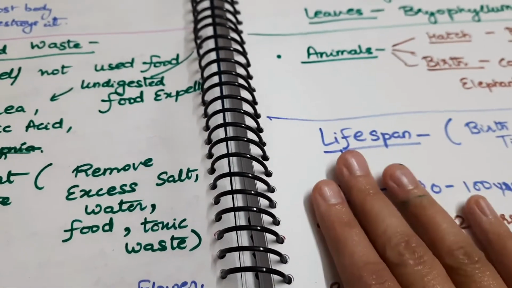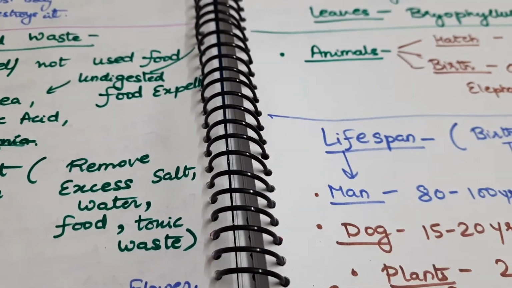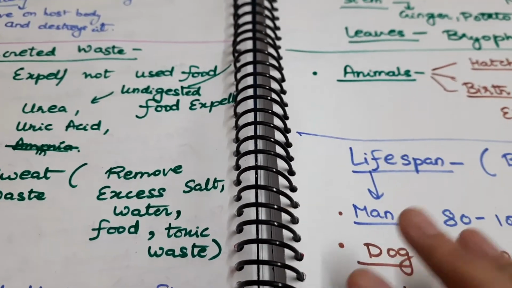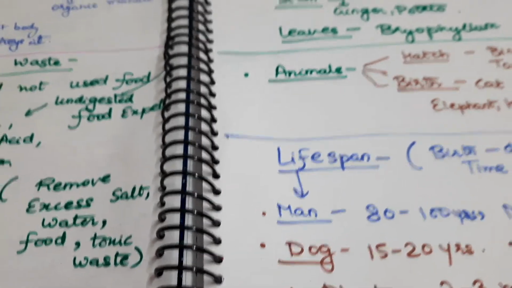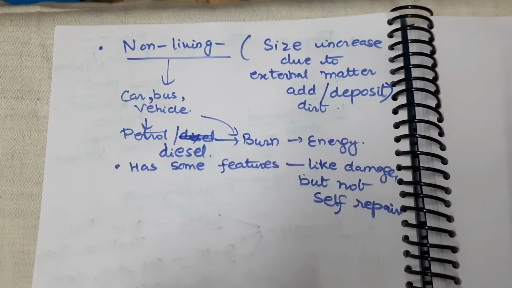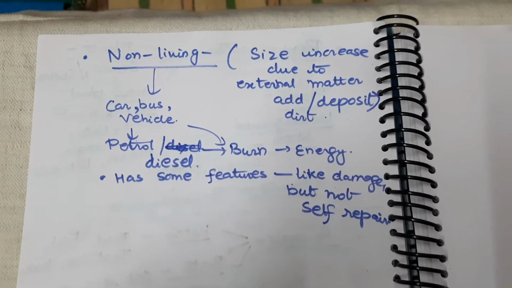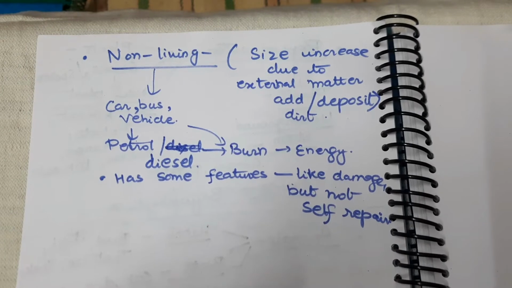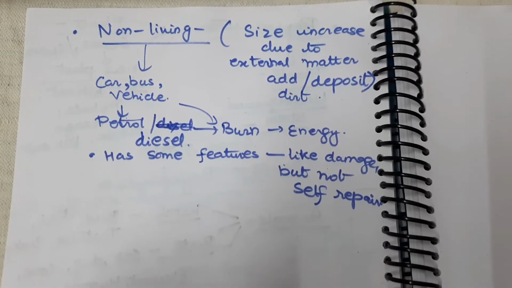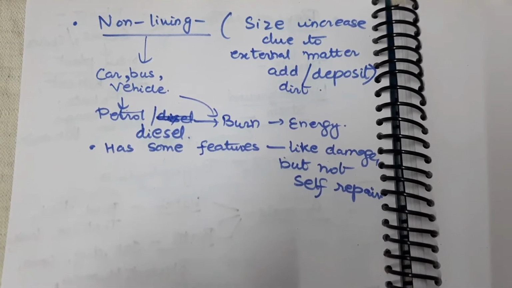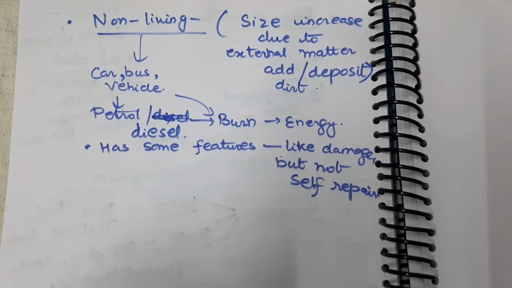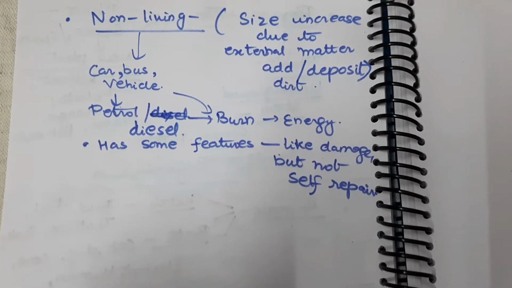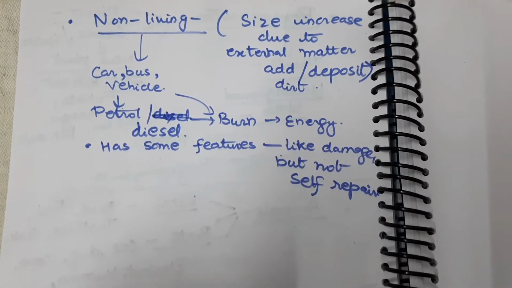But the non-living are just the opposite. They cannot repair on their own, they do not excrete any waste, they are not doing their work on their own, so they are dependent on the living ones, okay. The non-living increase in size due to external matter deposited or added, like dirt and pollution. Due to this, the non-living seem to be increasing, but they do not increase on their own. Cars, vehicles and buses use petrol and diesel, they burn and produce energy. This is not similar to food.